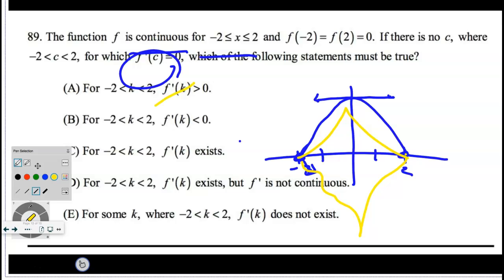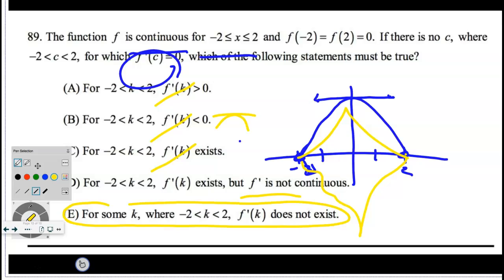I don't know that the function's increasing the whole time. I don't know that it's decreasing the whole time. It doesn't exist everywhere because I had to go up and come back down, and I couldn't do so smoothly because the derivative couldn't equal 0. The function is continuous. So here it is. For some value, there must be a place where the derivative doesn't exist. Has to happen at least once if I have to go back to the starting point without lifting my pencil, and I can't do so smoothly.